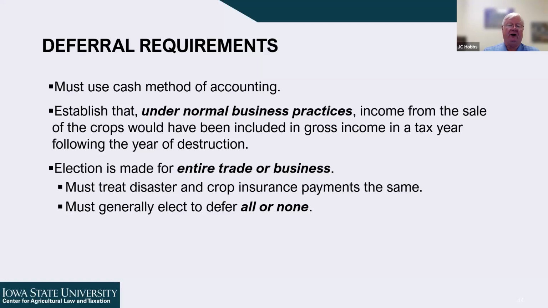It's made for the entire trade or business. We have to look at then all the disaster and crop insurance payments. They're treated the same. We have to generally elect all or none to be deferred. You can't just pick and choose.